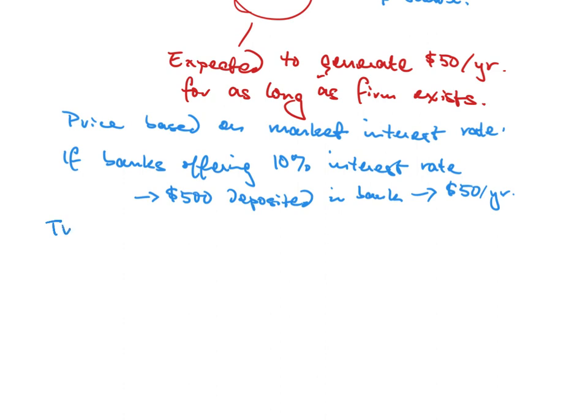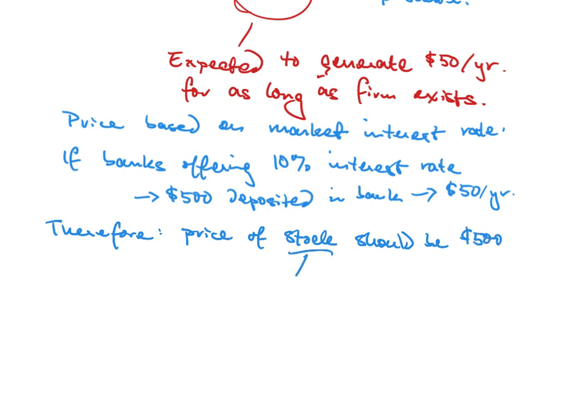So therefore, like logically, the price of the stock should be $500, right? Price of a stock that is expected to generate $50 per year. Okay, should be $500.